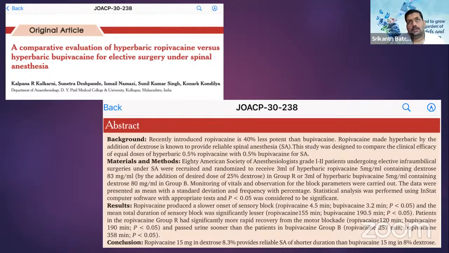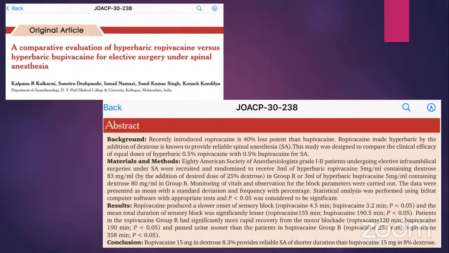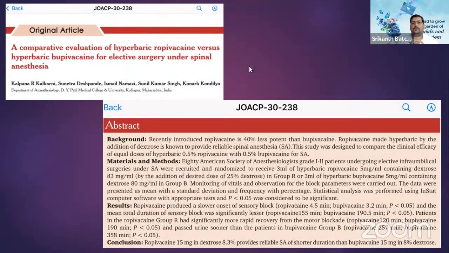And again, with all these previous studies, why did this concept of hyperbaric ropivacaine come into being? One, hyperbaricity will ensure a more uniform spread. Also, before the commercial preparation, some people actually tried to add dextrose to the isobaric ropivacaine and carried out some studies, but now this commercial preparation is available.